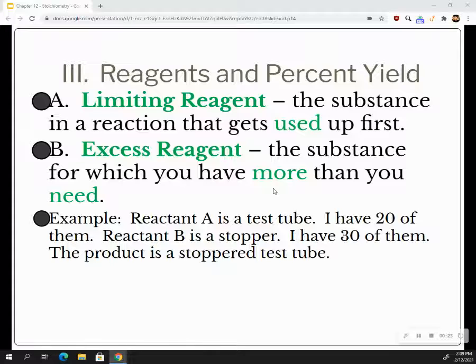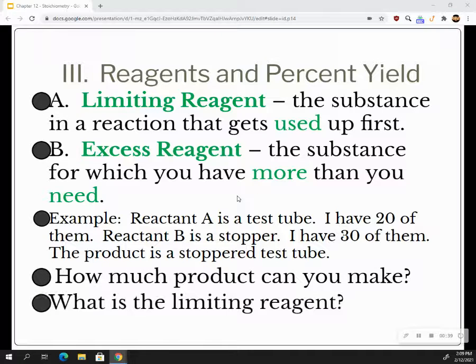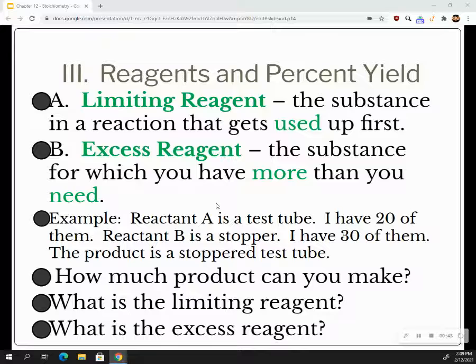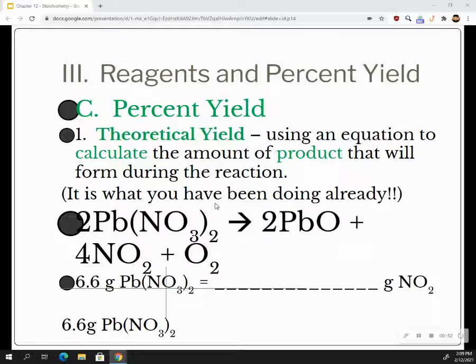So for example, reactant A in test 2 is a test tube. We have 20 of them. Reactant B is the stopper. If I have 30 of them, which product is a stopper test tube? How much product can be made? What is the limiting reagent? So we have to go through which one is going to be used up first, which one is going to be in excess. That's what we're looking at.